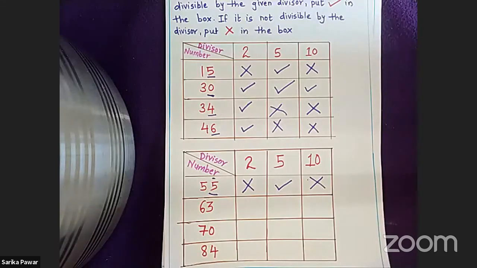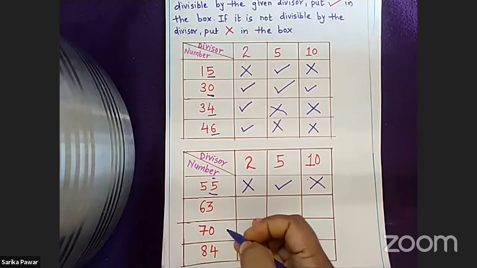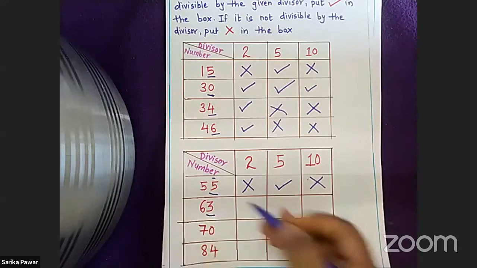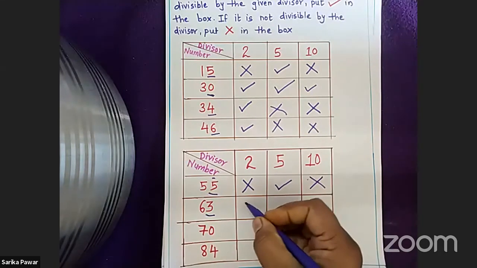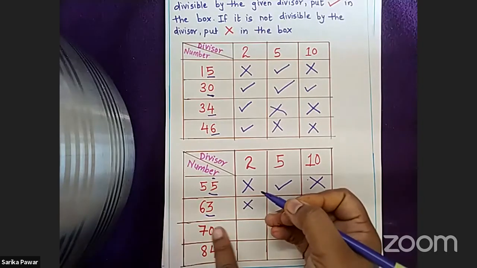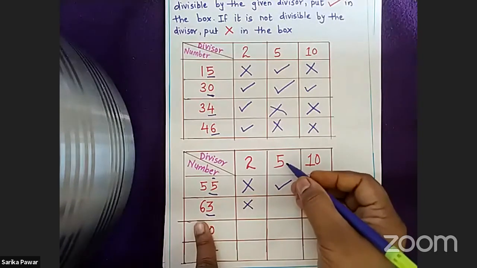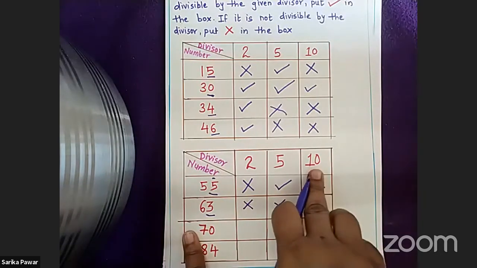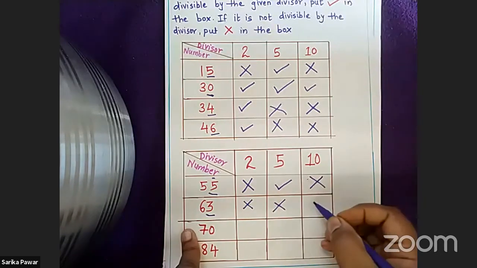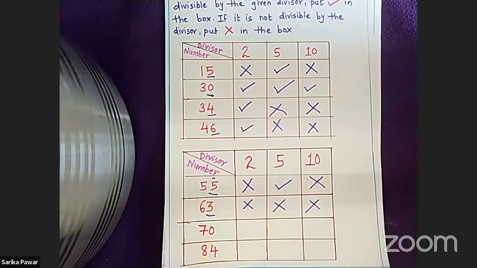Now next number 63. So in 63, which is the unit place? 3. Okay. Now the divisibility test of 2. 63 is not completely divisible by 2, so I will put wrong. 63 is not completely divisible by 5, so I will put wrong. 63 is not divisible by 10, so I will put wrong. Very good. Now next number 70.